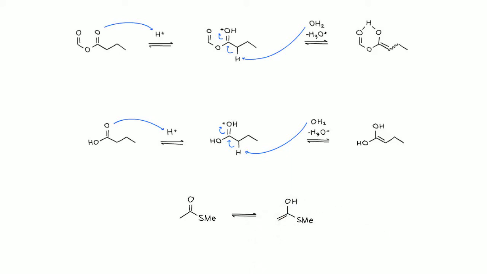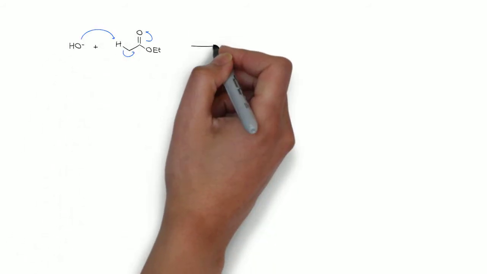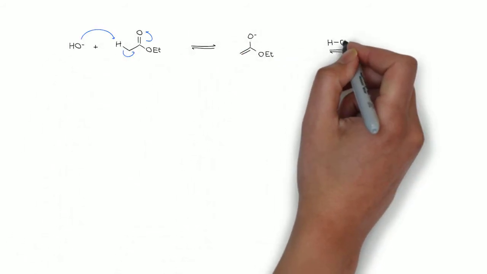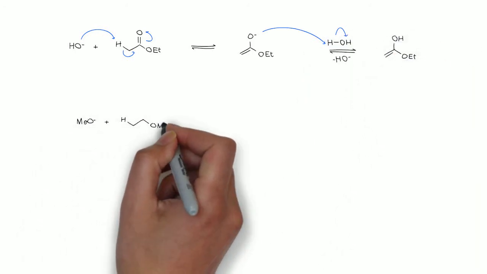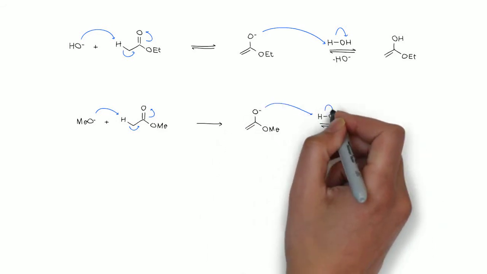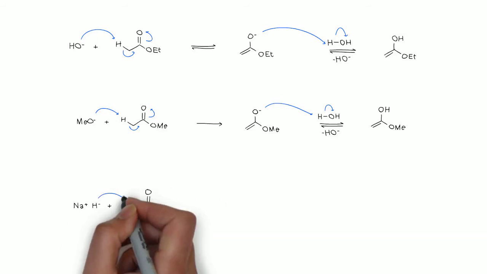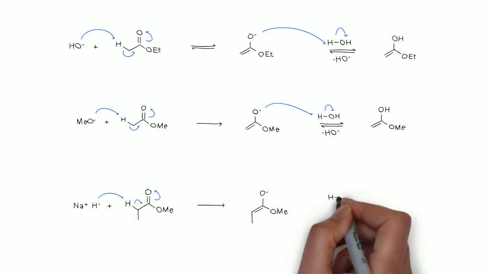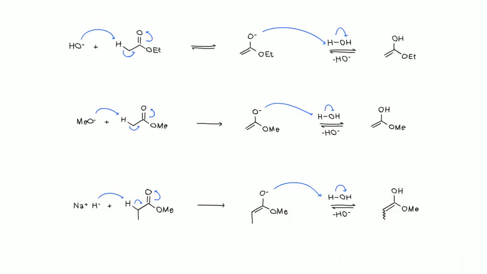Enolate formation is even easier to picture than enol formation because it's just one step. Push the electrons in from the base, deprotonate, and push two arrows, and the electrons end up on the oxygen of the carbonyl. If we protonate the enolate on the oxygen, we get the enol form. Methoxide and methyl acetate gives us the enolate, and if we protonate that, we get the enol form.